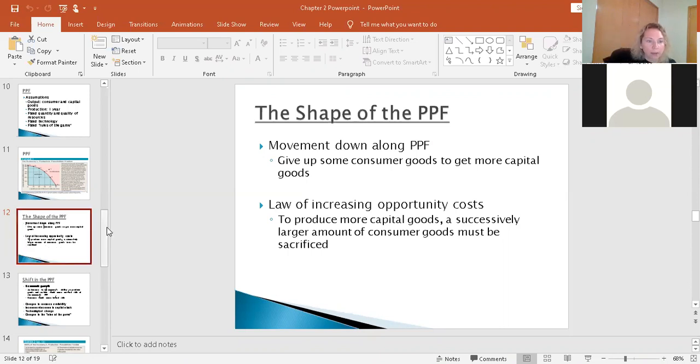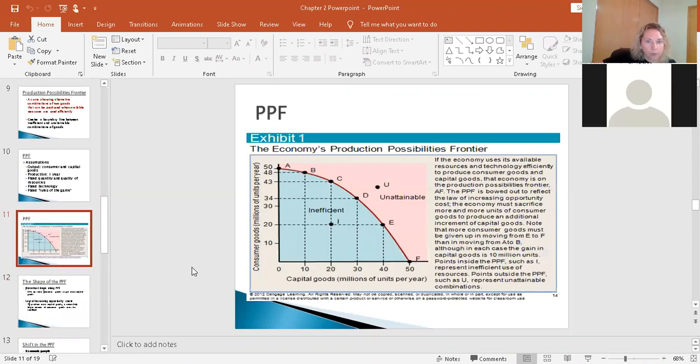So let's go back to the PPF and let's do that. Let's start at point A. You start at point A and you work down to point B, right? You gain 10 million units of capital good. And if you'll notice, all the increments that have been marked for you at those points are a 10 million unit increase in capital good. That's going to stay consistent for us.